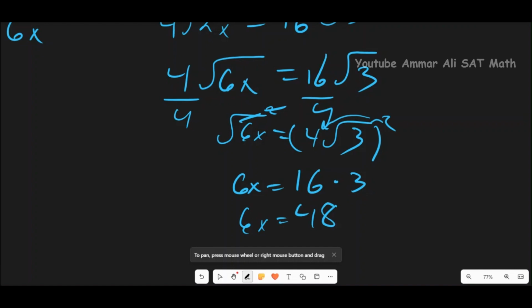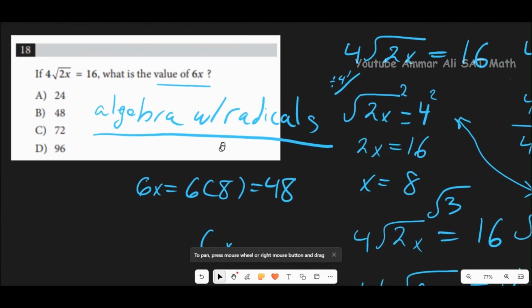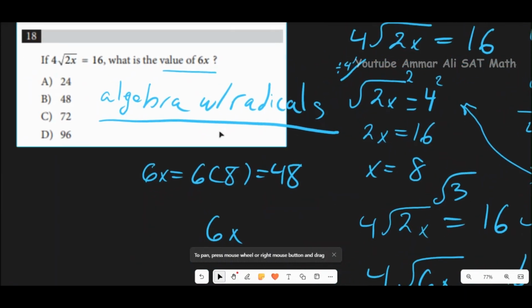Was this faster? I don't really know. You can decide and tell me which one made the most sense to you. There are 3 ways to solve this problem. Again, the answer is 48. The basic thing you had to understand was algebra with radicals. You had to figure out this was algebra and radicals. That was the fundamental concept, and you can choose whichever way made sense to you to solve it.